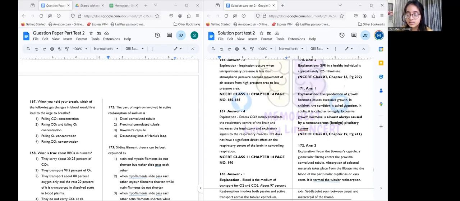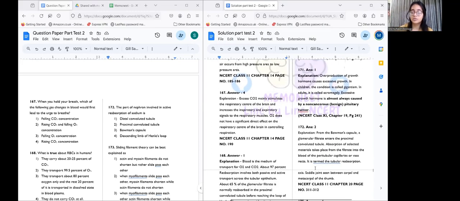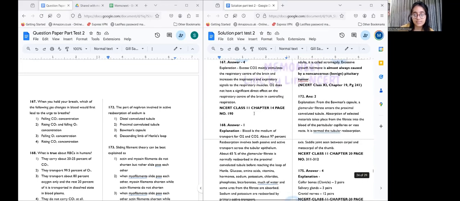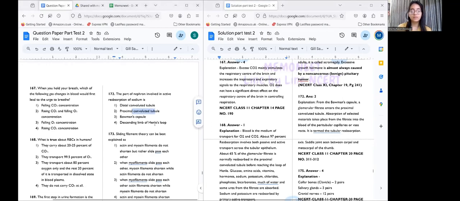When it enters the PCT, absorption of selected materials takes place from the filtrate into the blood of the peritubular capillaries or vasa recta. This is known as tubular reabsorption. During tubular reabsorption, different substances are absorbed in different parts of the nephron. So the answer for this is PCT. In the PCT, sodium is reabsorbed, to be specific.